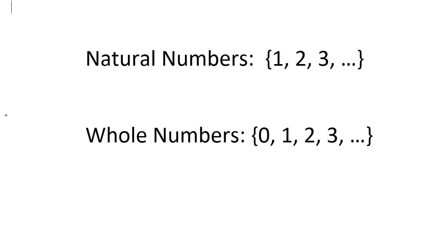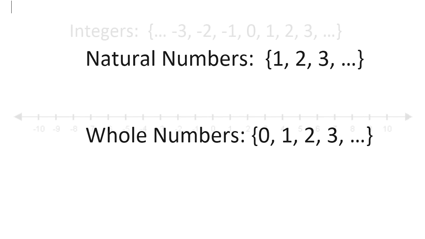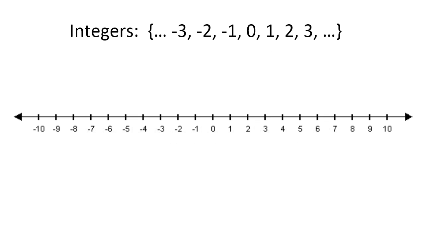Now, if we take the whole numbers and their opposites, we get the set of integers. Here we have the set of integers. We have the whole numbers, 0, 1, 2, and 3, and so forth, and then we have their opposites. And when we put them together, we get the set of integers. Now, the easiest way to look at integers is to look at them on the number line.